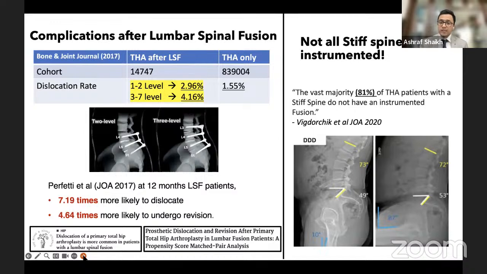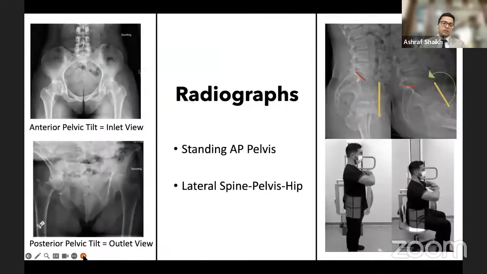Also, not all stiff spines are instrumented. The vast majority of these patients with a stiff spine do not actually have an instrumented fusion. Therefore, we need to really evaluate them clinically and examine them. And that is where the question of radiographic evaluation comes up.